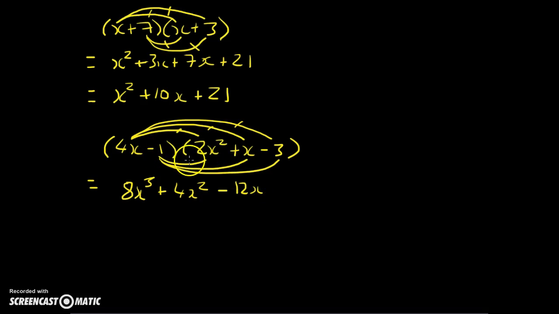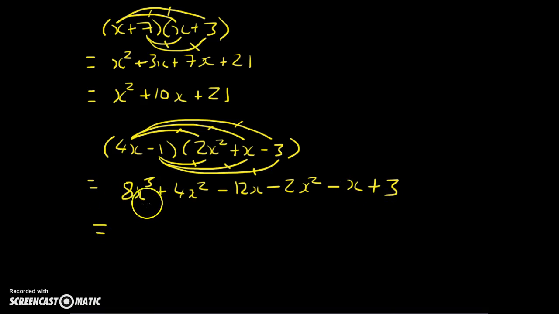Now the negative 1 multiplied in the bracket. Negative 1 multiplied by 2x squared, that's negative 2x squared. Now we've got negative 1 multiplied by x, that's negative x, and finally negative 1 multiplied by negative 3, that's positive 3.